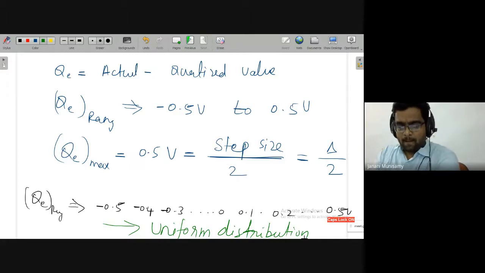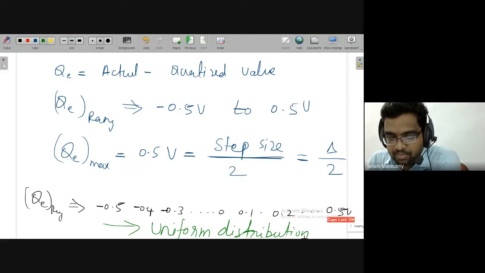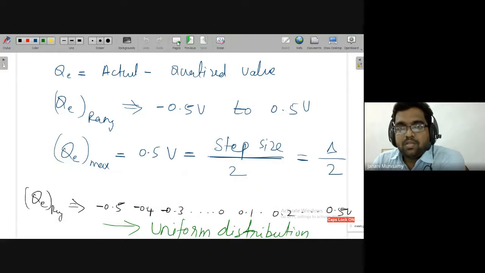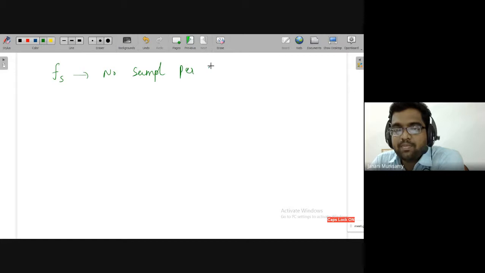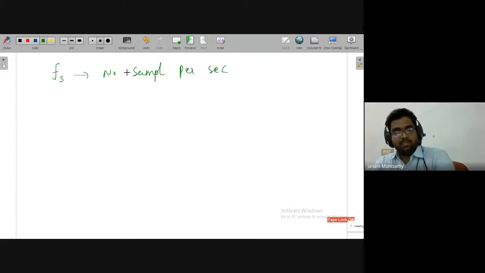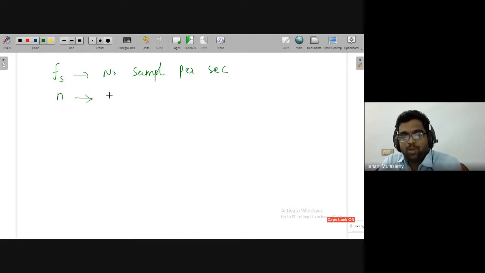So now almost we have defined all the formulas. See, in the beginning we have taken fs. fs means number of samples per second. That means after applying sampling theorem, in 1 second I will be taking fs number of samples. And I also know how many bits are there in each sample, the number of bits n in each sample.